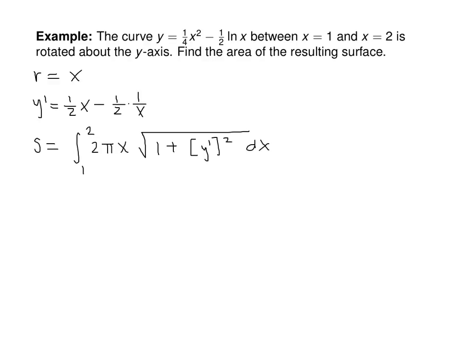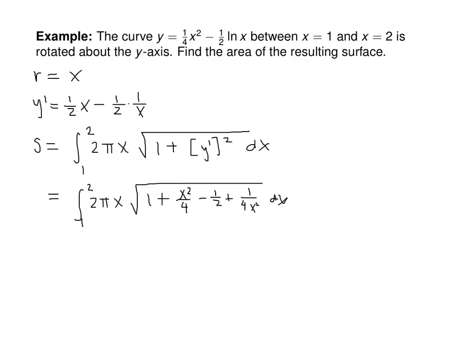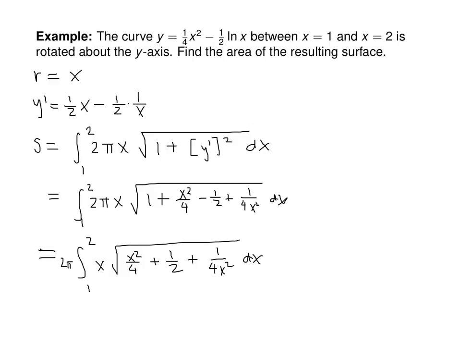And when you square y prime, which is worked out on your notes if you would like to check your work, we end up with 1 plus x squared over 4 minus 1/2 plus 1 over 4x squared. And when you add, we have 2 pi times the integral from 1 to 2 x square root of x squared over 4 plus 1/2 plus 1 over 4x squared dx.